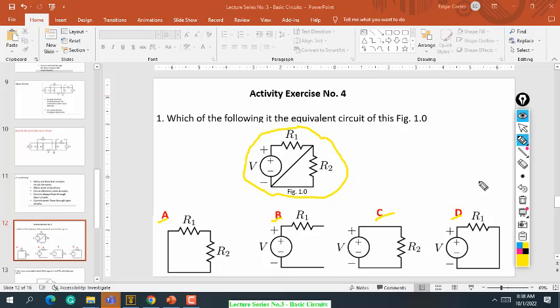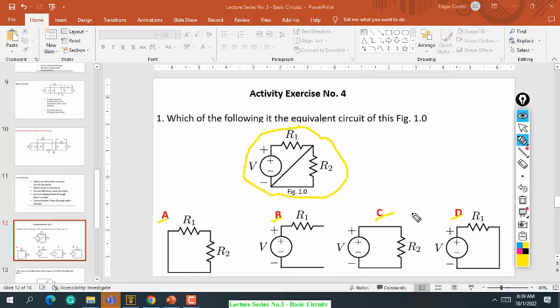If you look at the physical structure, class, of figure 1.0, when we look at the choices, wala gyud kaparehas niya, no? But there's what we call an equivalent circuit of that. Okay? So what do you think is the answer, class? Any wild guess and why? Letter B, sir. Letter B.